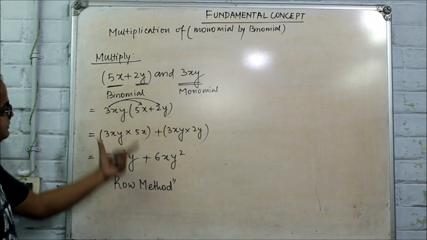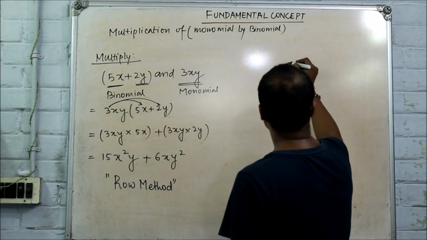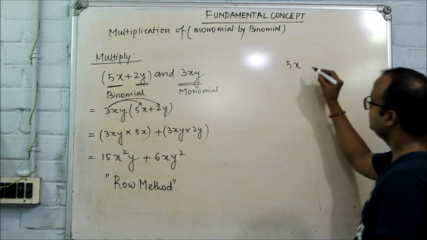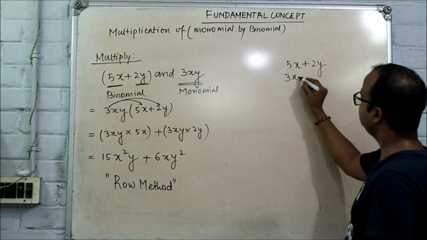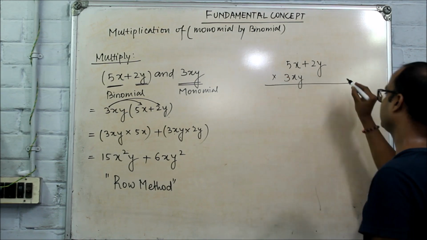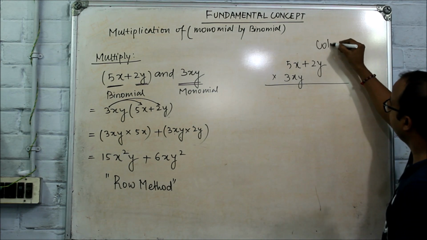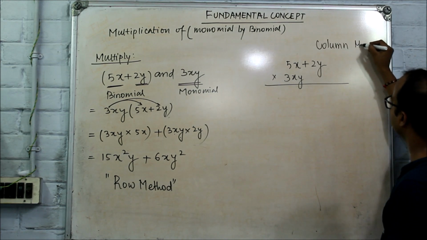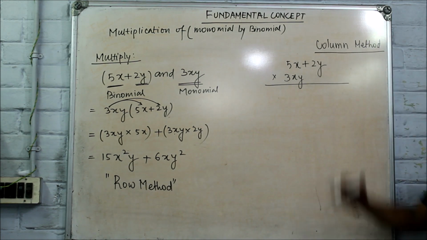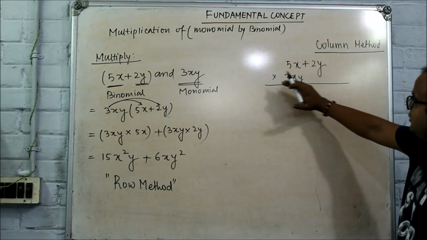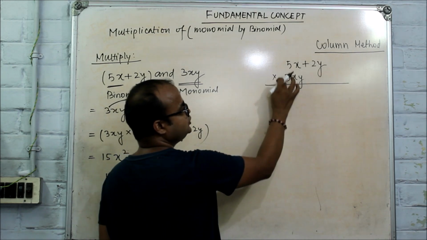We called it multiplication using the row method. There is another method. We write this term as 5x plus 2y multiplied by 3xy. So this is known as the column method. If you multiply like this, we call it the column method. So we write one term below another term and then we put the multiplication sign. Now multiply this into this.